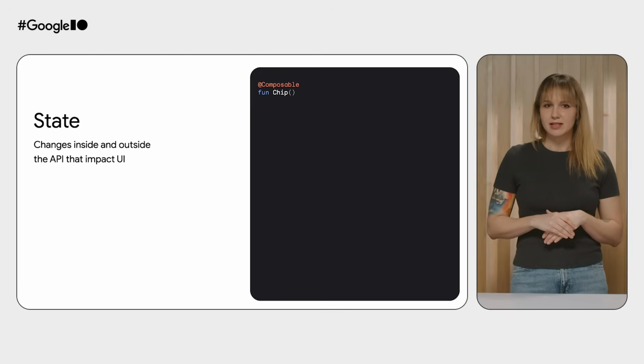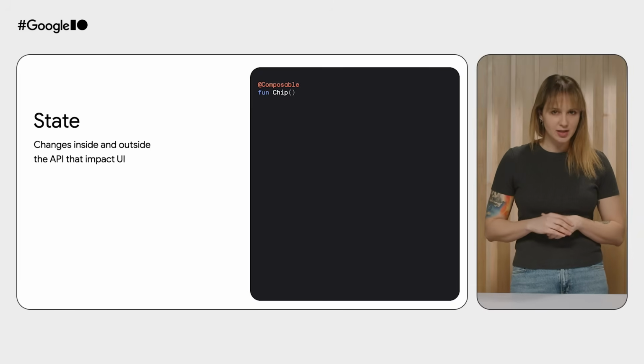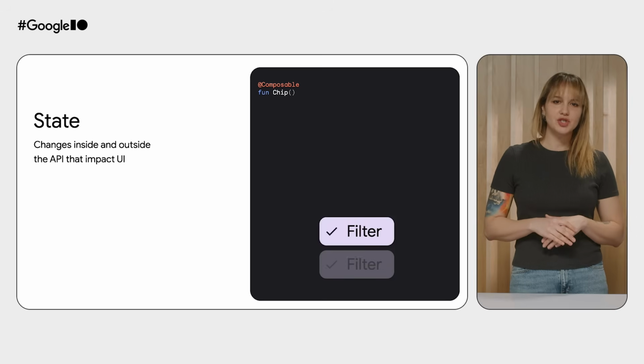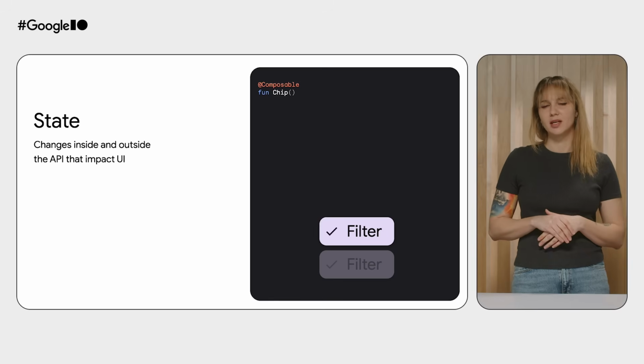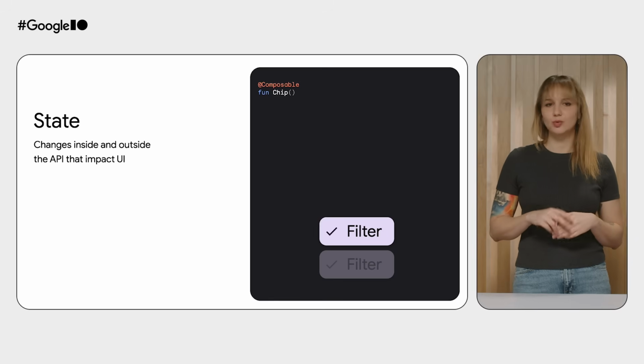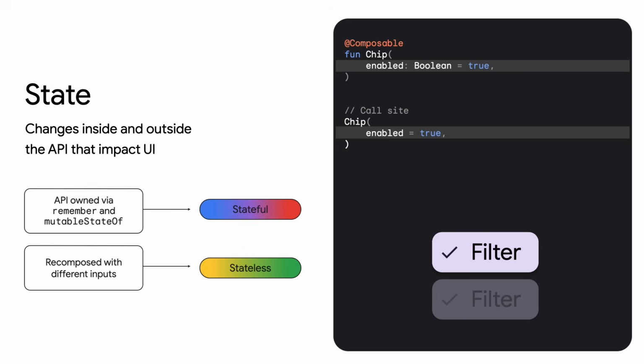But we also need a mechanism to manage the changes happening inside and outside the component. This is where state comes in. We need the chip composable to have an enabled and disabled state, a property that could change frequently and impact the UI. Changes in composables can be handled in two ways. Statefully, with the composable owning and handling its own state via APIs like remember or mutableStateOf, or statelessly, where you rely on the composable being called and recomposed with different inputs and rendered in different state.